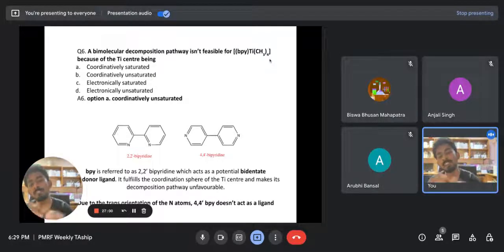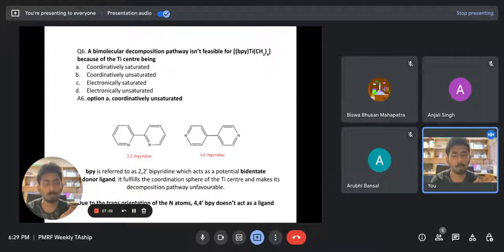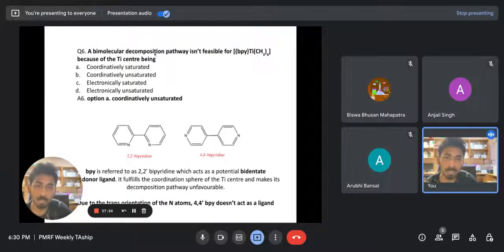That is quite prevailing in Ti(CH3)4. But don't argue with the fact that this is electronically also saturated, because you can see the electron count. This is 4 into 2, 8 electrons, and 4 electrons from bipyridine, so only 12 electrons. So titanium is electronically unsaturated but coordinatively saturated. The coordinative saturation is the sole reason for which this bimolecular decomposition pathway is not feasible for this compound.